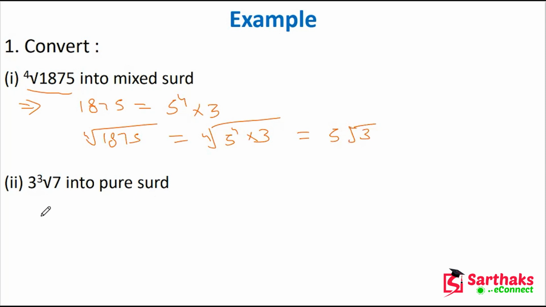Now we have to convert into a pure surd. We can easily convert like this: 3 times 3 raised to power 3 into 7. Simple. Yes, this is the pure surd. If you solve it, then you can also convert it into the pure surd. So now let's move on.